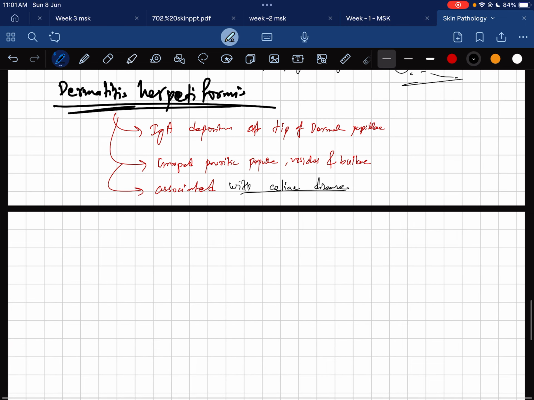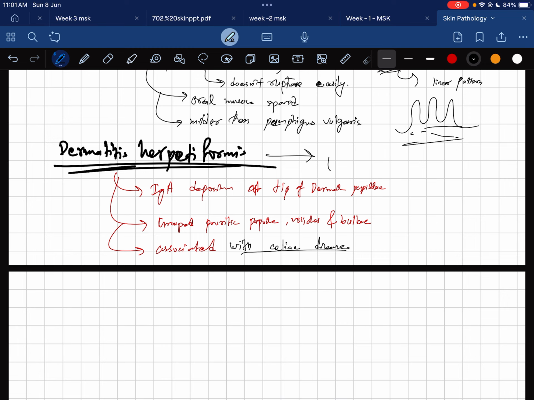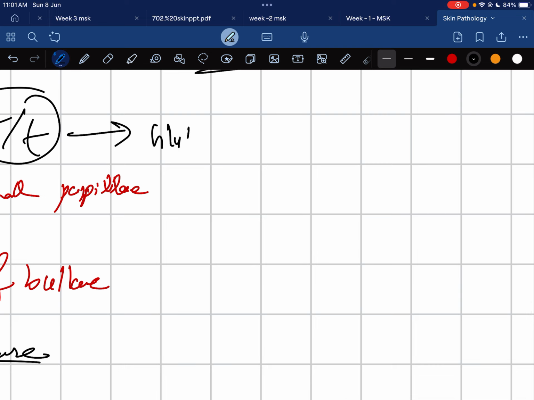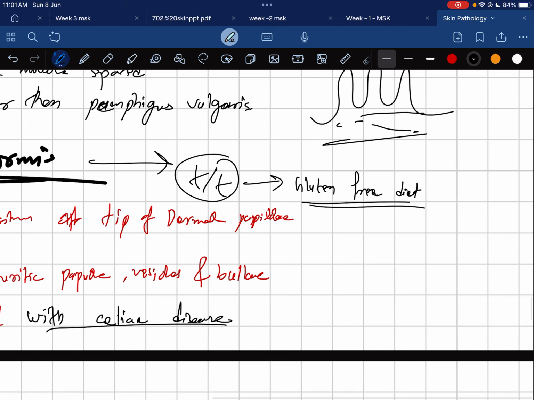This is celiac disease, a GI tract disease. When you look at the treatment of this disease, we give a gluten-free diet. Gluten exacerbates the IgA response, and that leads to this disease.